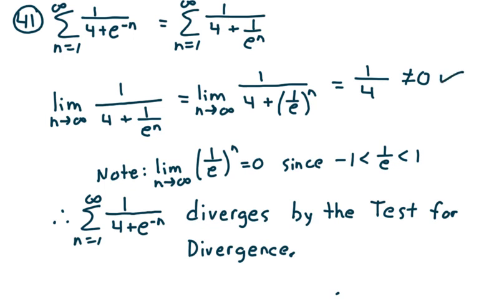And let's take a note here. If we look at the limit as n goes to infinity of 1 over e to the n, this is equal to 0 because 1 over e is greater than negative 1 and less than 1. And so that says that the summation from n equal 1 to infinity of 1 over 4 plus e to the negative n diverges by the test for divergence. We're done.